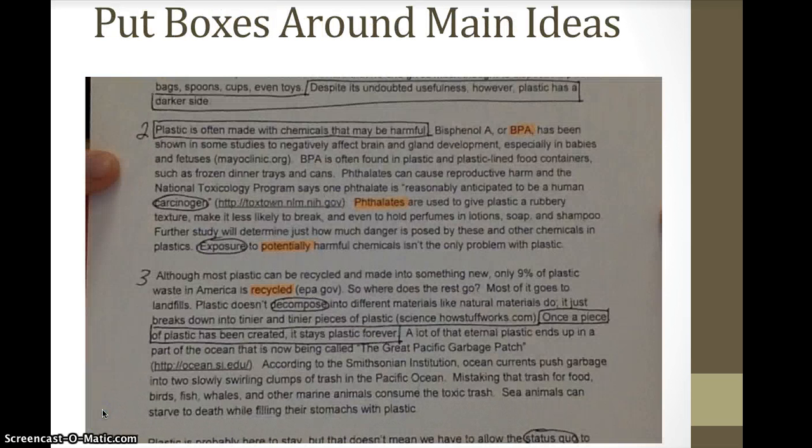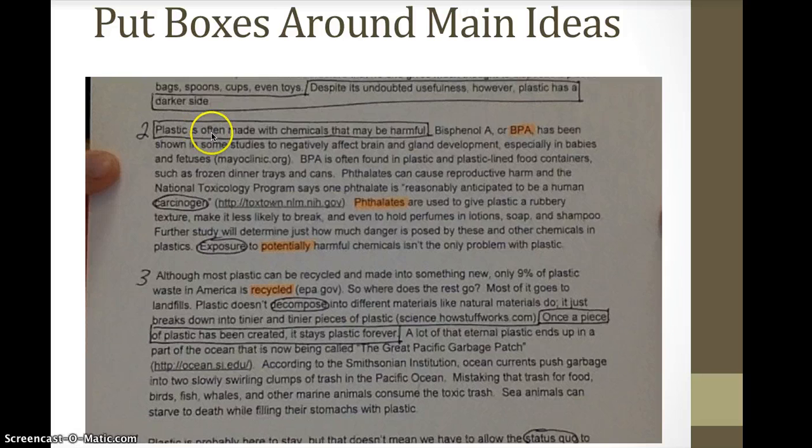Next, you're going to put boxes around the main ideas. Be careful. The main idea will not always come at the very beginning or the very end. You'll see here at the end of paragraph 1, it does come at the end. Despite its undoubted usefulness, however, plastic has a darker side. That's the main idea of the first paragraph.